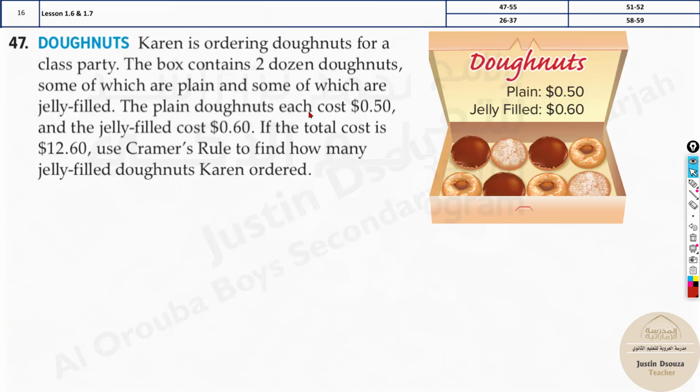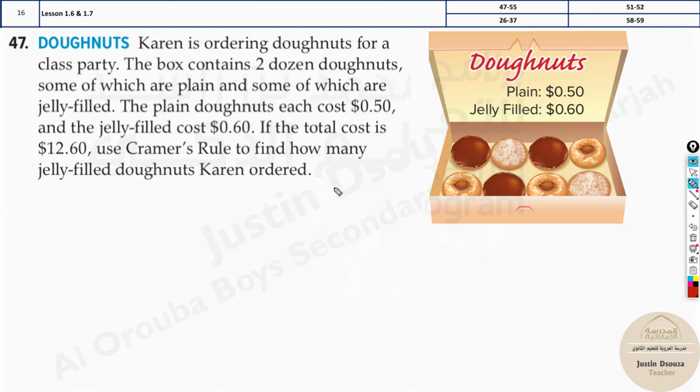Now over here we have a real world problem. Donuts. Karen is ordering donuts for a class party. The box contains 2 dozen donuts. 1 dozen is 12, so 2 dozen is 24. Some of which are plain and some of which are jelly filled. The plain donuts cost $0.5, whereas jelly filled cost $0.6. If the total cost is $12.6, use Cramer's rule to find how many jelly filled donuts Karen ordered.